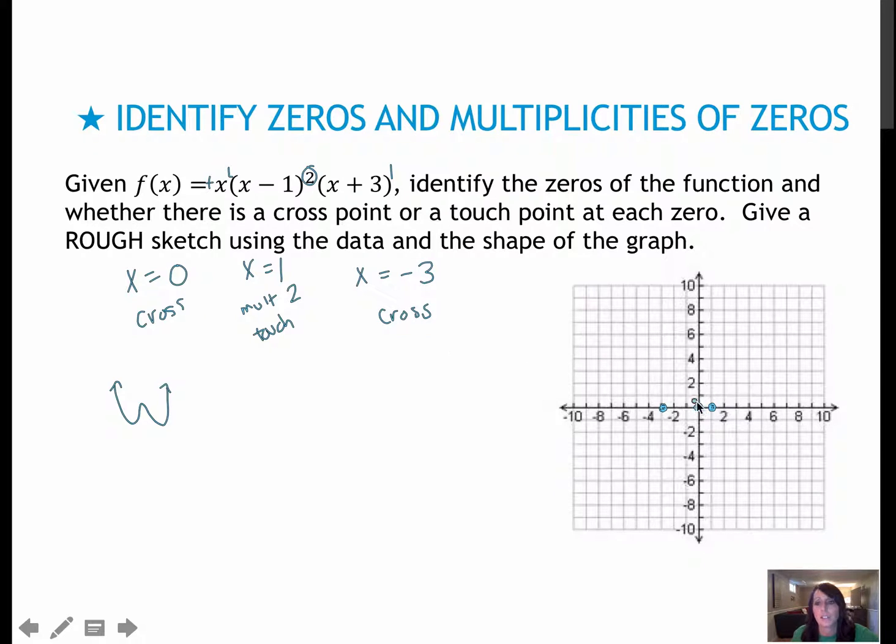I know at 0 it's going to cross. I know at negative 3 it's going to cross. And I know at 1 it's just going to touch. It's going to start up here. It's going to cross. It's going to cross. Here it's going to touch and then keep going. So this is a very rough graph. If I wanted to be more exact, I would have to find some points between these two x-intercepts and between these two x-intercepts to know what the graph would really look like.